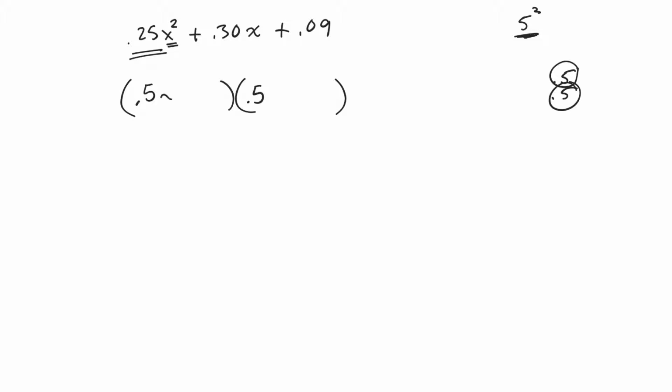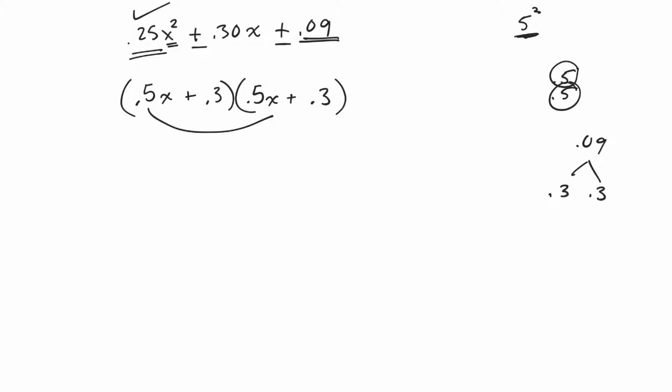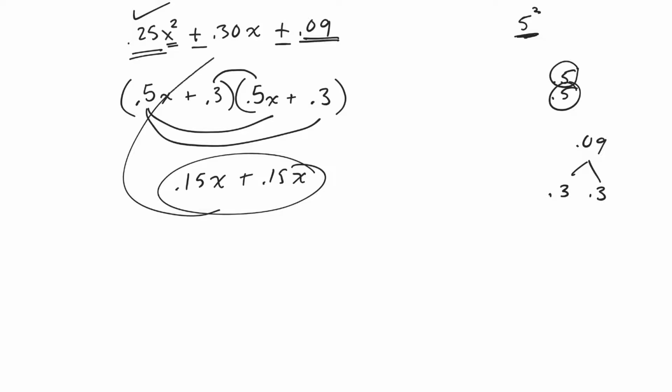It's x squared, so I'll put an x here and an x there. And then this one's 0.09. That's probably coming from 0.3 and 0.3, so I'll put a 0.3 here and a 0.3 there. All the signs up here are positive, so these will be positive. And then I would check it. This times this is going to give me that. This times this will be 0.15x, plus this one times this one is another 0.15x. Together, 0.15 and 0.15 give me that 0.30. And finally, 0.3 times 0.3 does give me the 0.09.